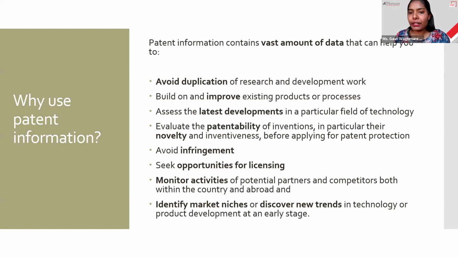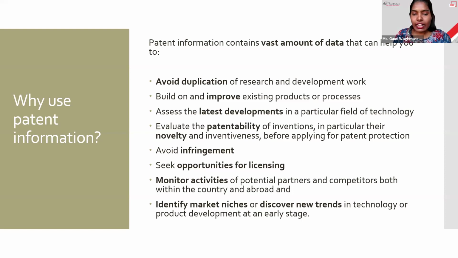Before filing a patent, if you want to develop your technology in a better way, you can go for technology transfer as well. This patent information plays a very important role. These points were listed: to avoid duplication of research and development work. Also, to improve an existing product or patent, we can find the gaps through white space analysis, and according to that, we can develop the patent.